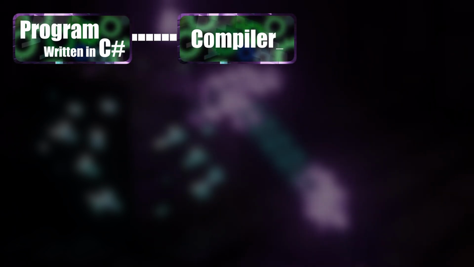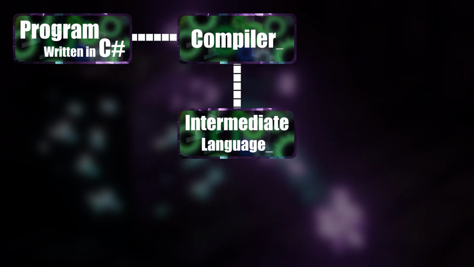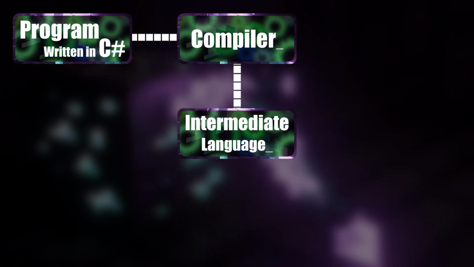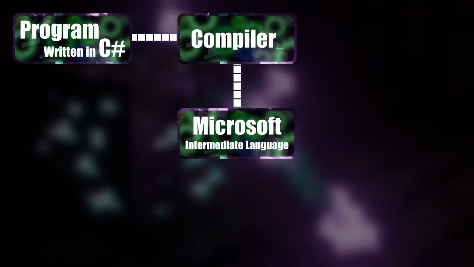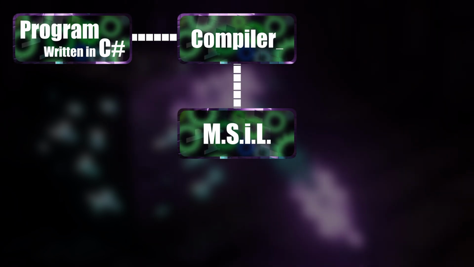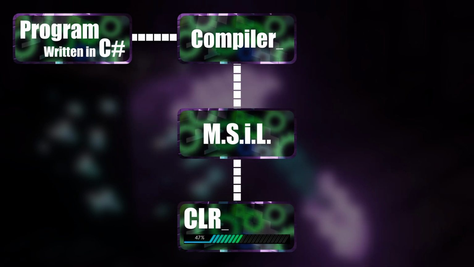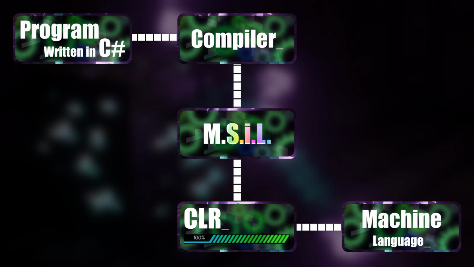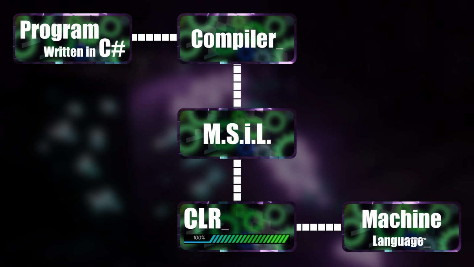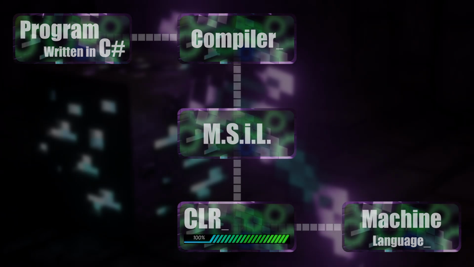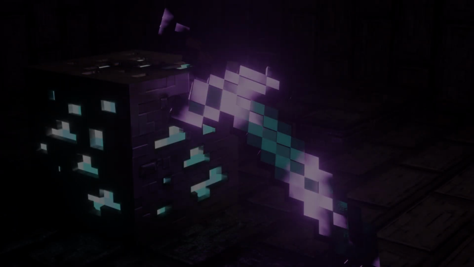So first of all, we create a program in the C# language, and then the compiler compiles the C# program to intermediate language. In .NET we call it Microsoft Intermediate Language, in short MSIL. And then here CLR comes into play. Now CLR converts the intermediate code into machine code so that the computer can understand it. So in conclusion, we can create applications for different platforms, like applications for desktop, for web, for database, and so on.